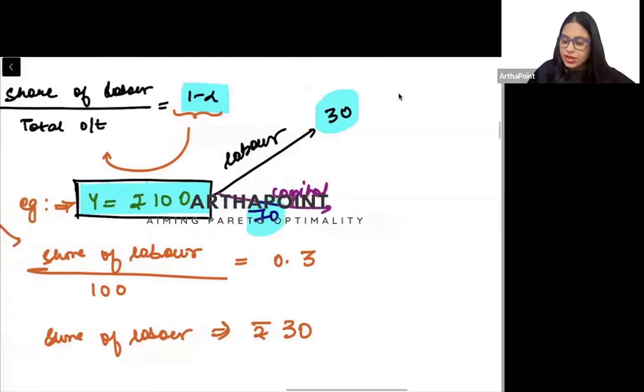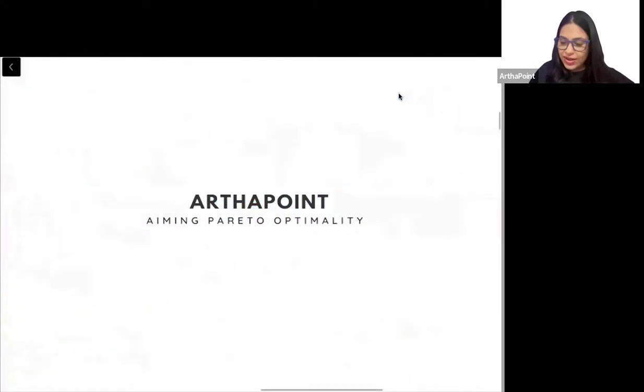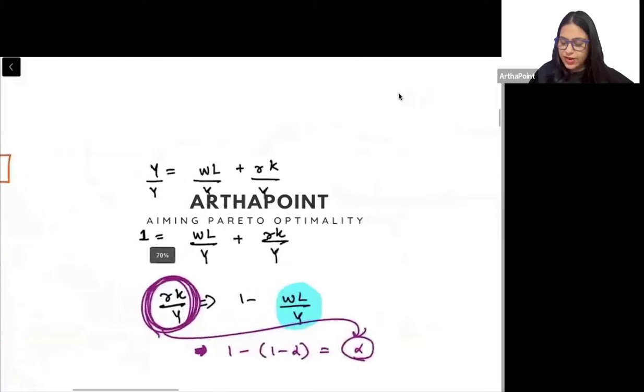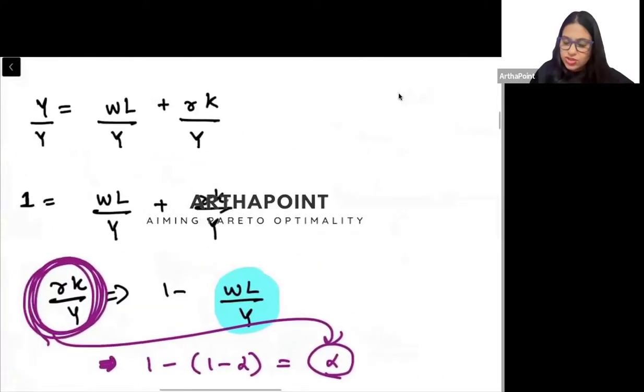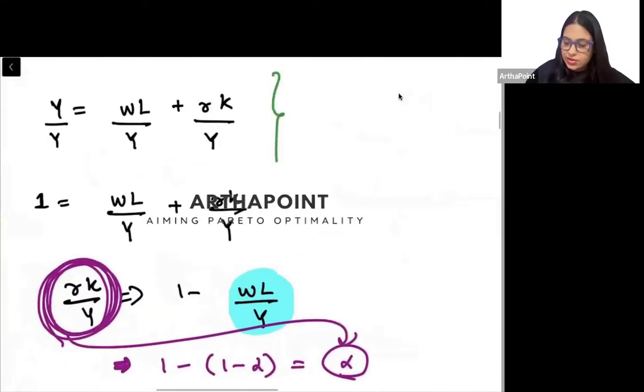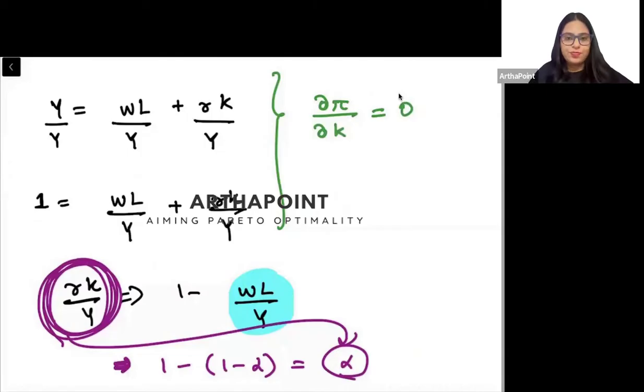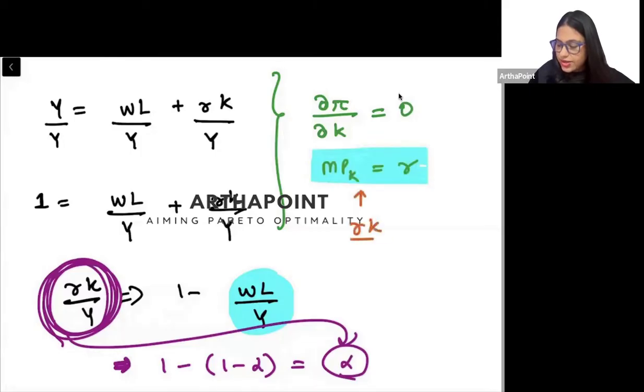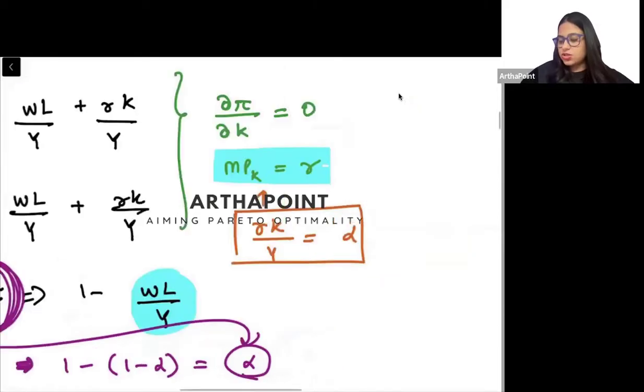Another thing: here I verified it using this thing, right? But you can take this as homework and try it. If you differentiate your profit equation with respect to capital and equate it to 0, you will get marginal product of capital is equal to rent. You will get this equation, right? And this will exactly give you this part, that RK by Y will come out as alpha. So just recheck this.